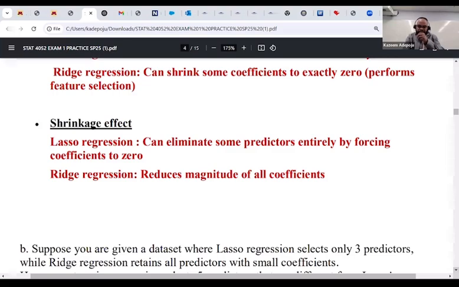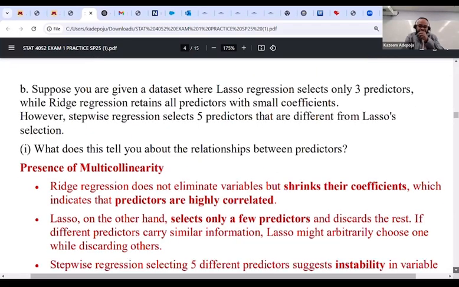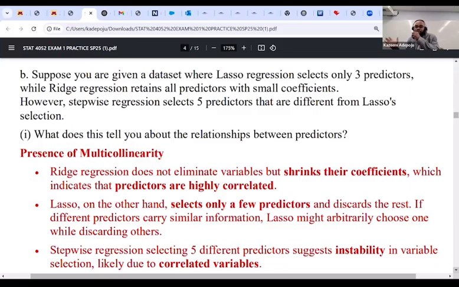Okay, so take a look at this. Suppose you are given a data set where lasso regression selects only 3 predictors. Why does ridge regression retain all predictors with small coefficients? Okay, it didn't get rid of them. Even though they are not significant, it retains them, but the coefficients are going to be small. They're going to be in the model.